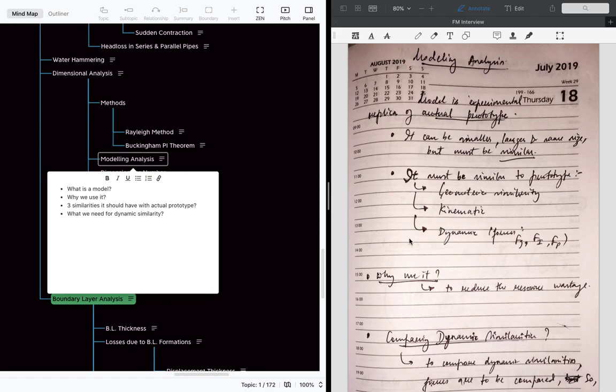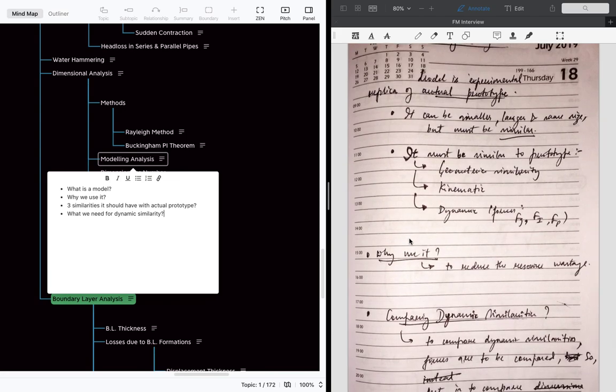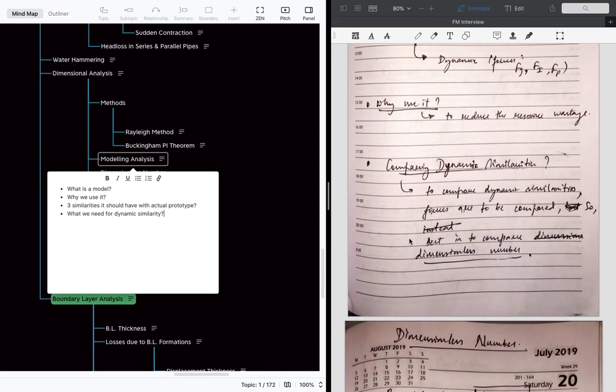Okay, and why do we use it? Why do we need modeling analysis? Because it reduces resource wastage. For example, if you want to analyze a dam, we can't afford to build a real dam and then analyze it. So what we do is create a smaller version of it, and build the replica of the model in such a way that it resembles the actual dam. Among these similarities, the one we are most concerned about is dynamic similarity.